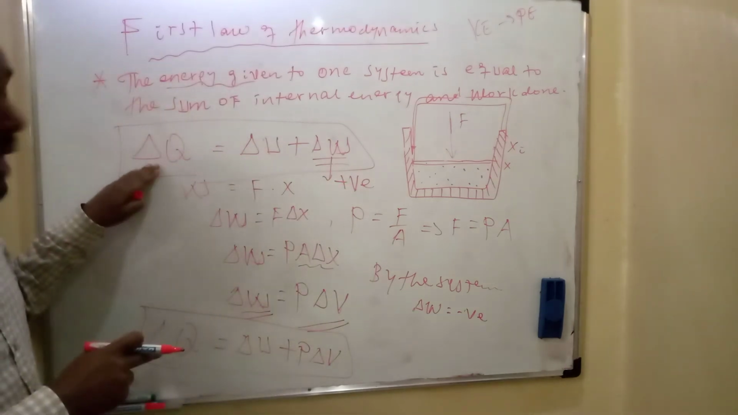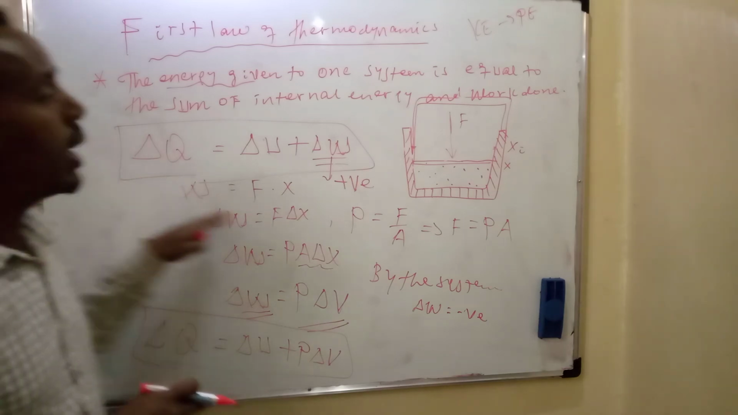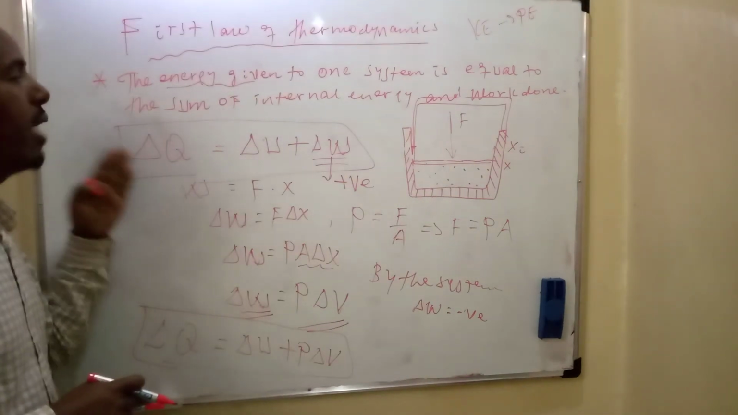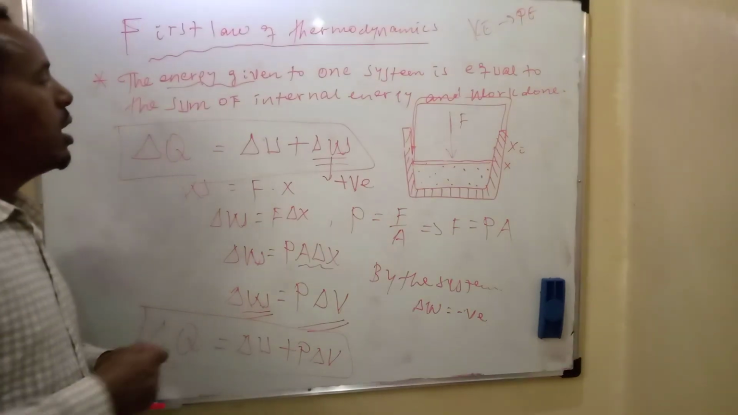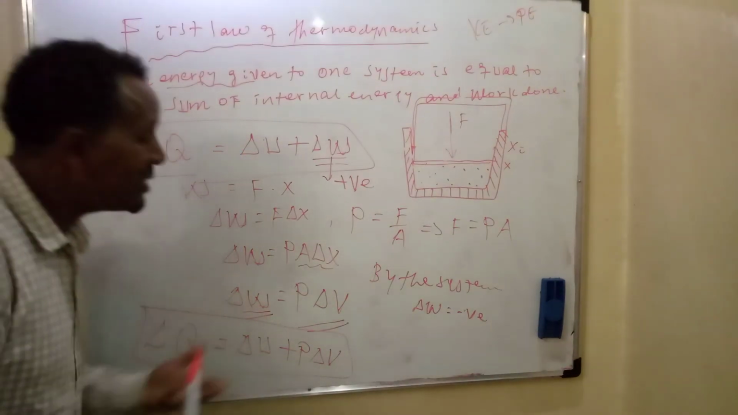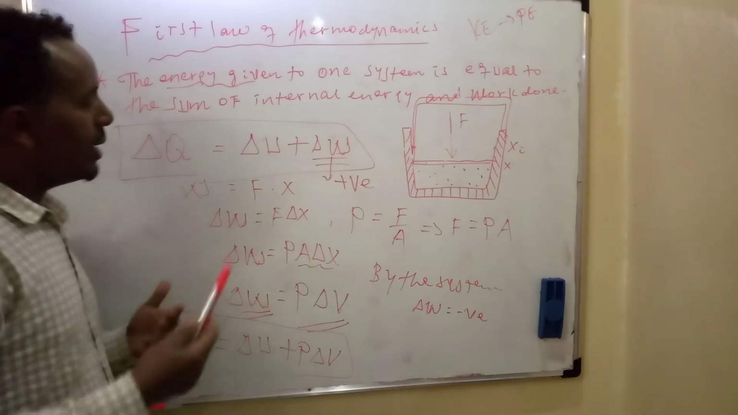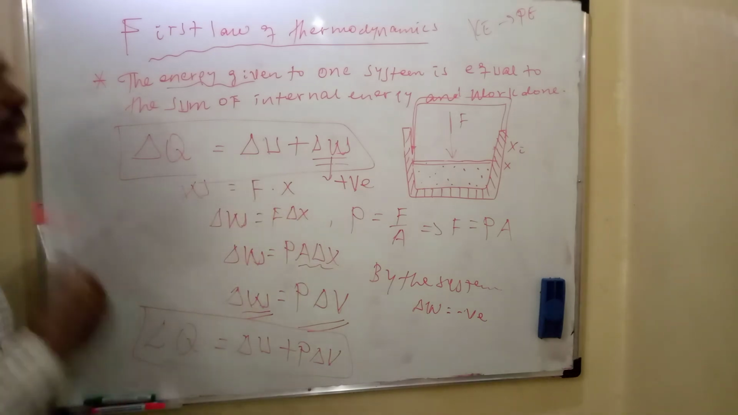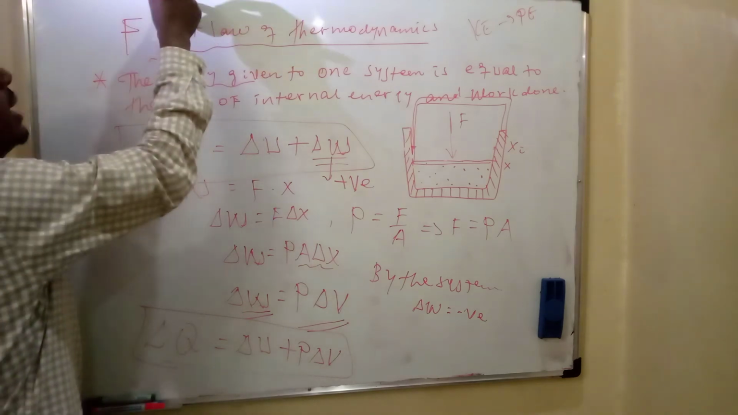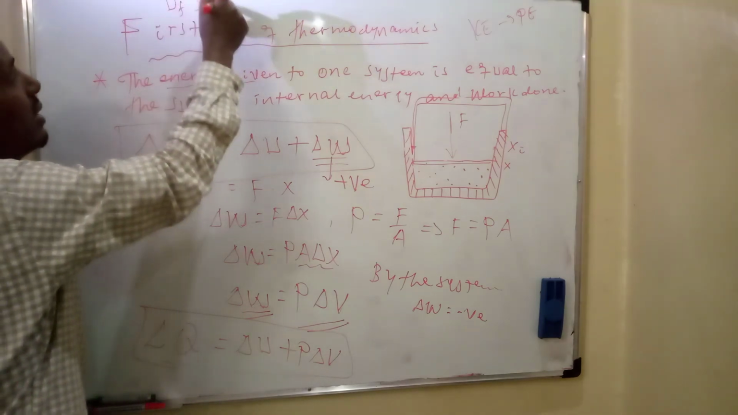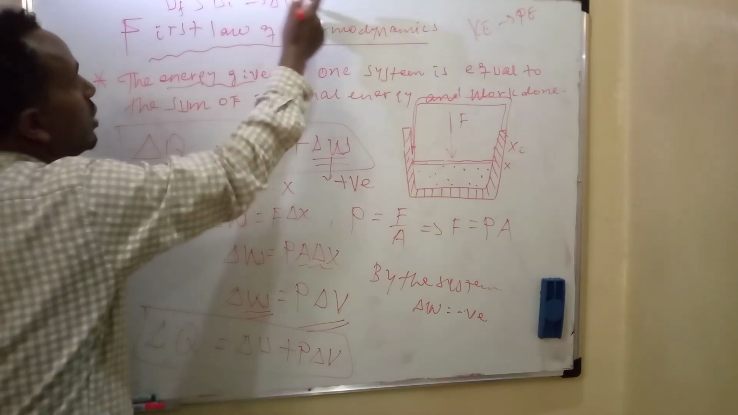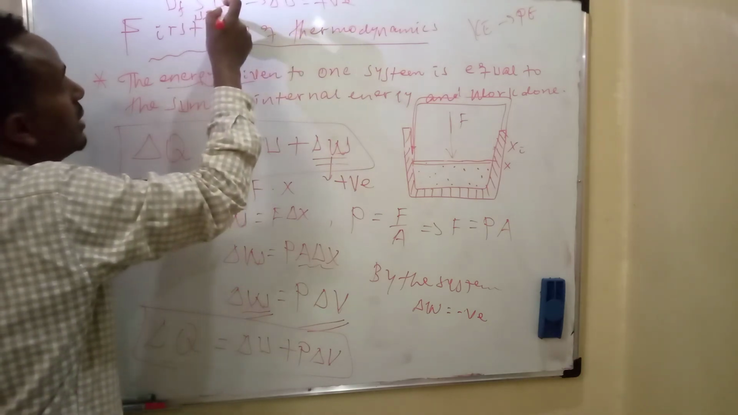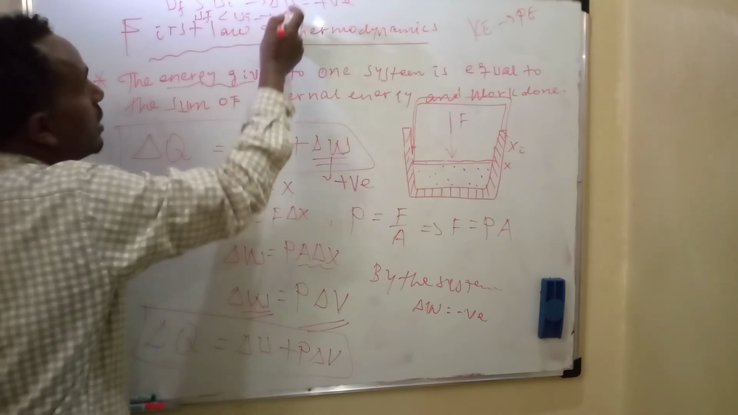Delta Q, heat: if heat flows towards the system, it is considered positive. If it flows from the system outward, it is considered negative. Internal energy: if the initial internal energy of the system is greater than the final internal energy of the system, delta U becomes negative. But if the final internal energy is greater than the initial internal energy, delta U is positive. And vice versa, if the final internal energy is less than the initial internal energy, delta U is considered negative.